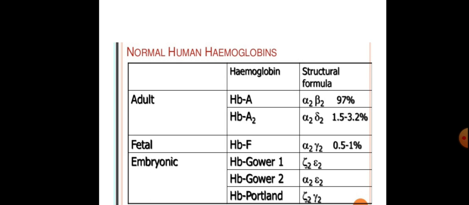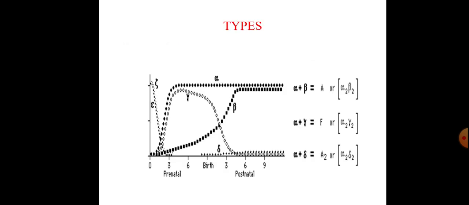Then there is fetal hemoglobin, HbF, and in embryonic life, Hb Gower 1, Gower 2 and Portland. So this is a graphical representation of the types of hemoglobin in the prenatal, birth and postnatal conditions.